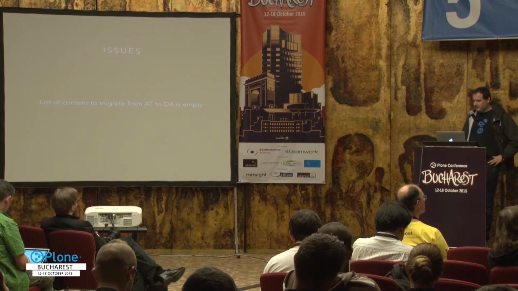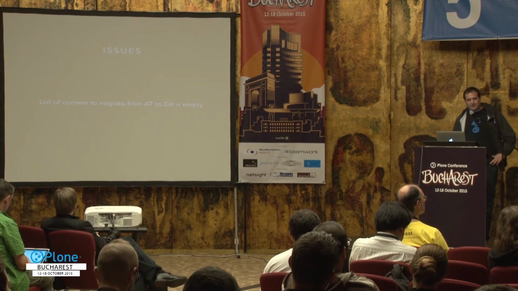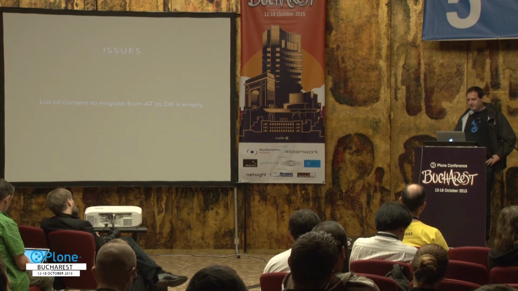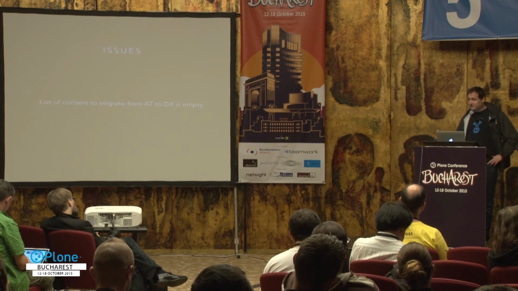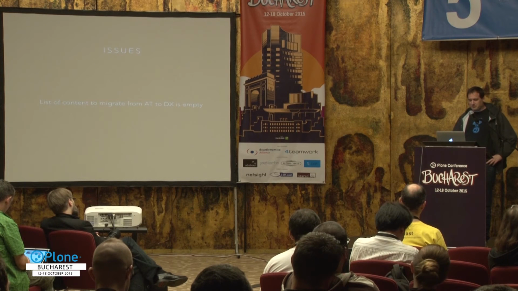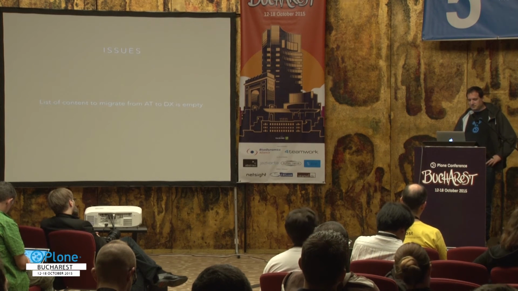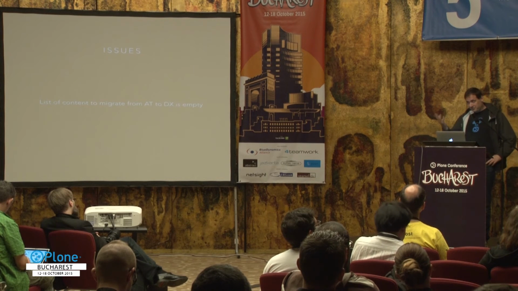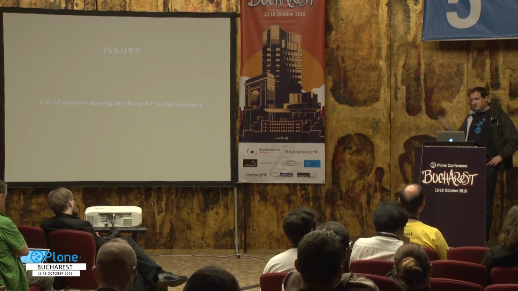Third one was when I tried to migrate from Archetypes to Dexterity, and I did that, the list of content items that I was able to migrate was actually empty, and I actually had to do a PDB to figure out what was going wrong there. I had to add a PDB to plone.app.contenttypes, and the issue was there is a check if multilingual, LinguaPlone or plone.app.multilingual, is installed, and that was true because plone.app.multilingual is a core dependency of Plone 5. It's always there. It's not enabled, but it's always there.